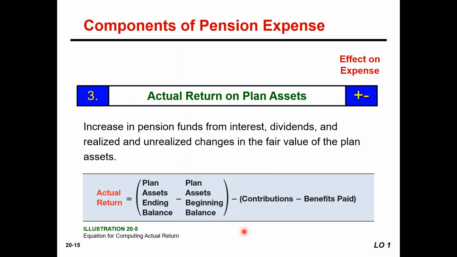The actual return on plan assets can be a benefit or a decrease, the increase in pension funds from interest, dividends, and realized and unrealized changes in the fair value of the plan assets. And the calculation here is actual return equals plan assets ending balance minus plan assets beginning balance minus contributions minus benefits paid. This is an important formula to remember, the equation.